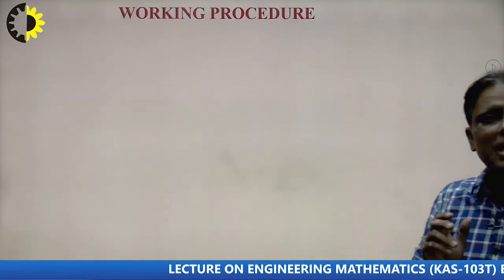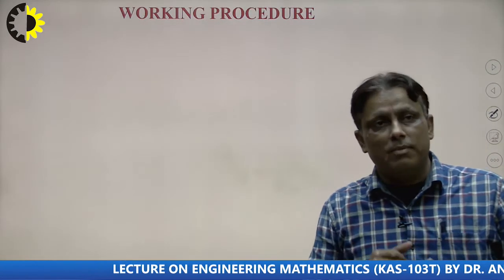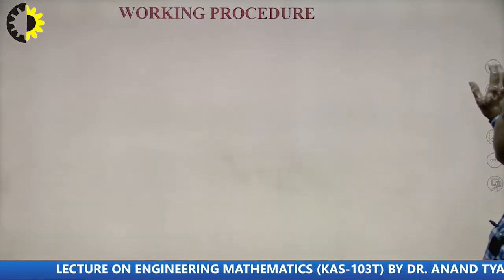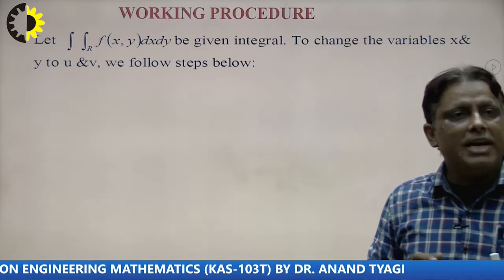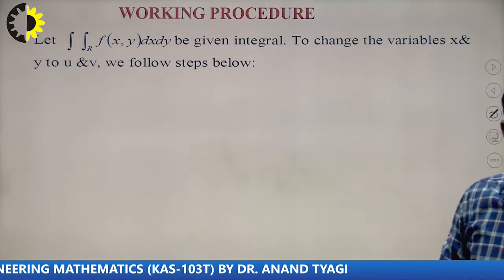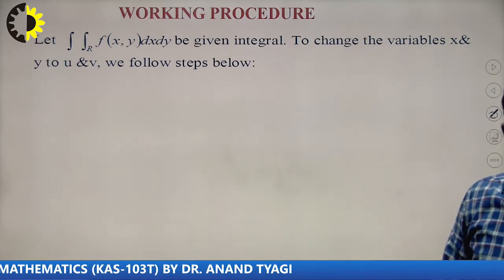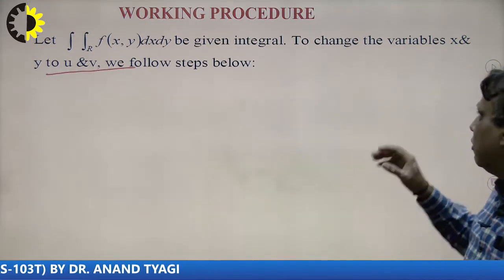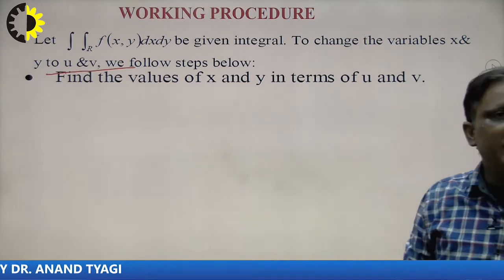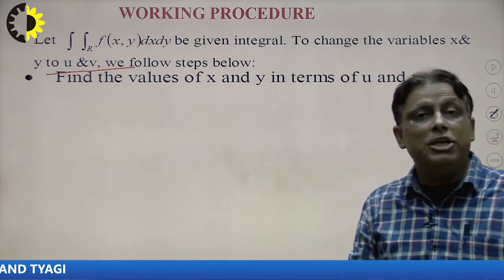Now the question is, what will be the working procedure in this problem? So I explain the working procedure here. First of all, an integral is given, double integral f(x,y) dx dy, and we want to change the variables x, y into u, v. So first of all I find the value of x and y in terms of u and v.